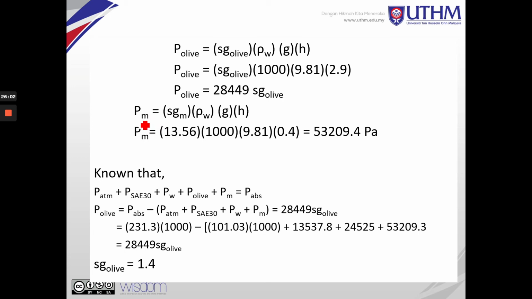So the P mercury, we know the SG of mercury is 13.656 times 1000 times 9.81 times the height. So we get this one.